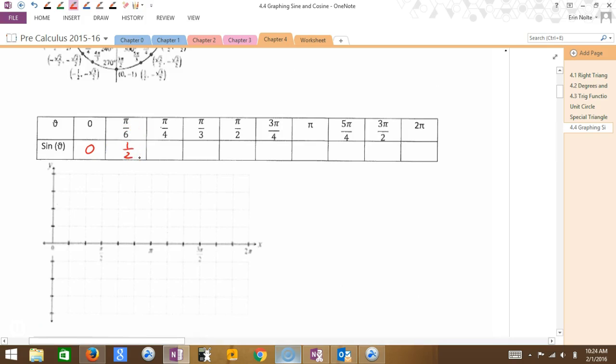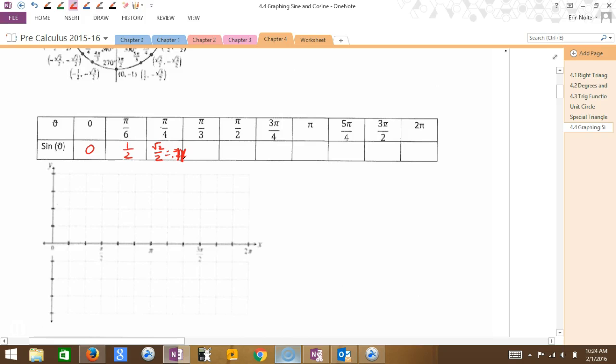Then you go just a little bit more. Pi over 4, square root of 2 over 2. Now, for this one instance, the square root of 2 over 2 is not very easy to graph. So let's convert that into a decimal real quick. Can somebody type the square root of 2 over 2 into the calculator and tell me what that is as a decimal? 0.71, perfect. 0.71, that's what that says.